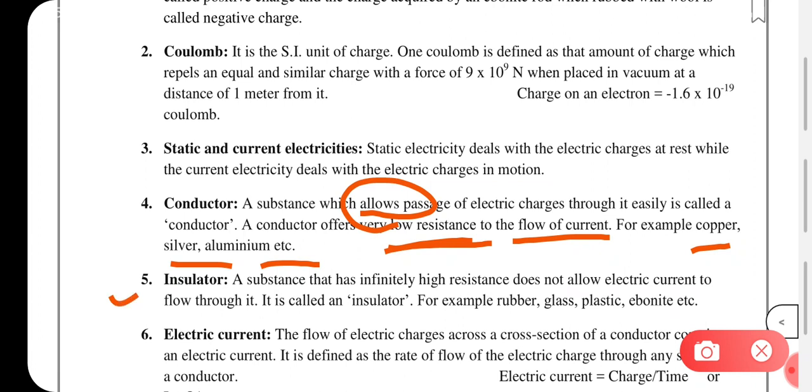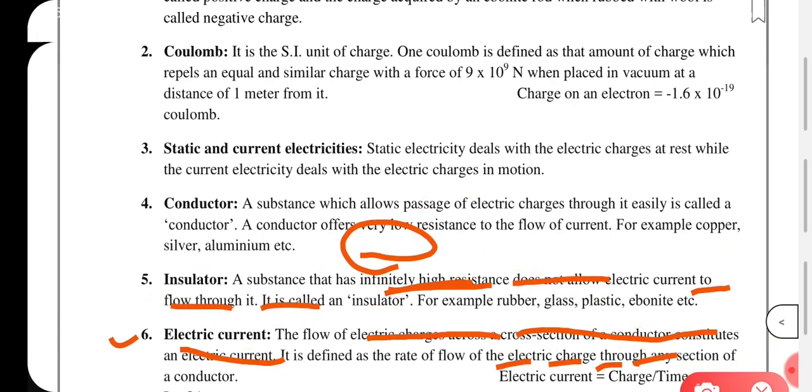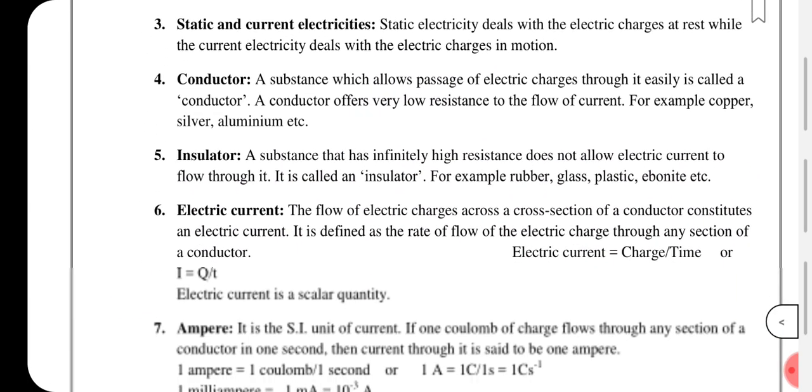Next one, insulator. A substance that has infinitely high resistance and does not allow the electric current to flow through it is called an insulator. Examples are rubber, glass, plastic, ebonite. They all are examples of insulators.